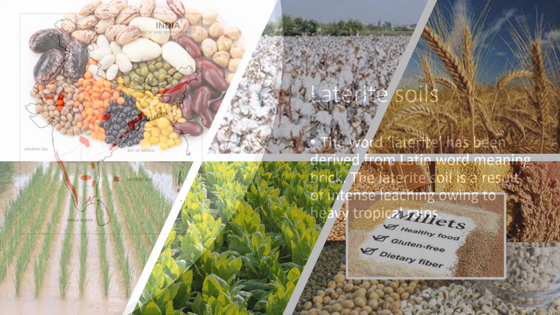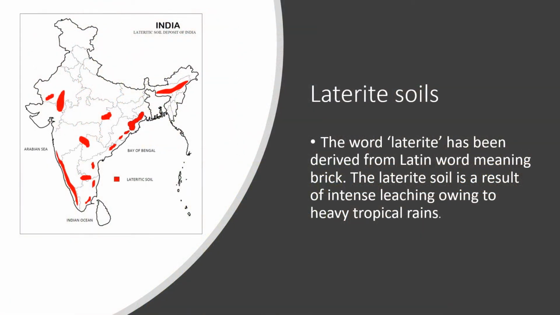Let us now move to the next topic of discussion, and that is laterite soils. Laterite soils are in situ soils, and the word laterite is derived from a Latin word which means brick. The laterite soil is a result of intense leaching owing to heavy tropical rains. Leaching refers to the minerals of the soil getting dissolved with the heavy rainfall, and they are dragged downwards in the soil, leaving very little minerals on the upper part.